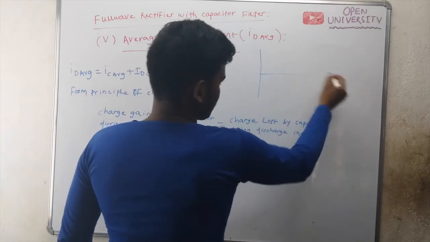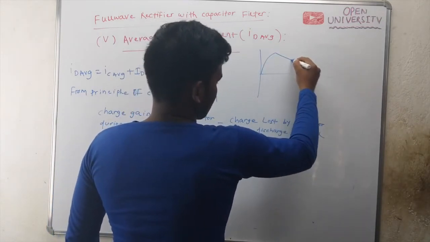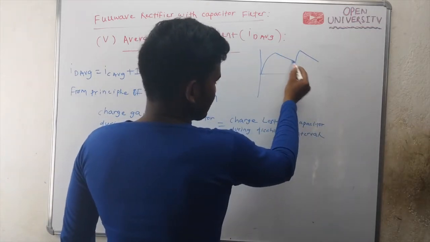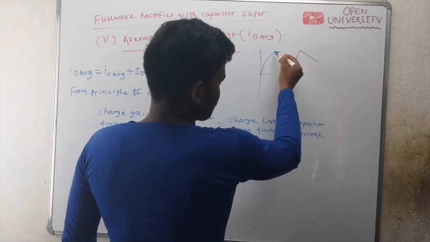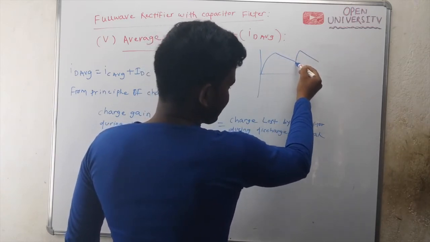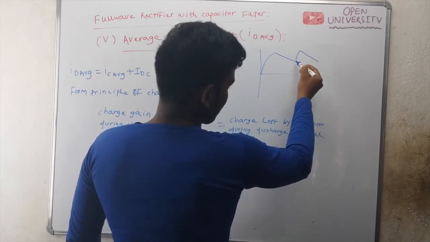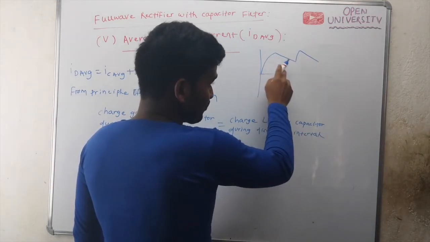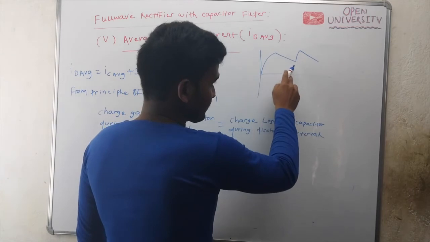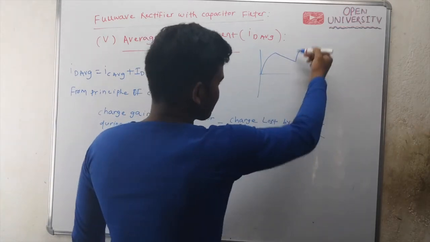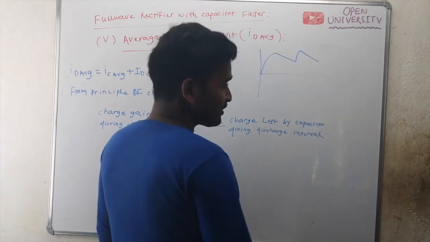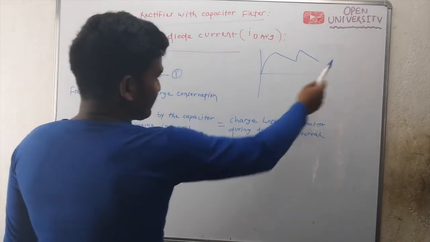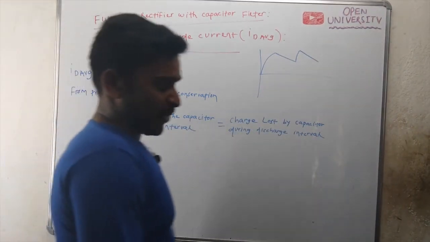See, this is your output waveform. This is your discharge interval and this is your charging interval. In the discharge interval, whatever amount of voltage is reduced, the same amount of voltage will be gained by the capacitor during the charging interval. Whatever voltage is reduced by the capacitor during the discharge interval, that is VR, the same VR will be gained during the charging interval. So the charge gained by the capacitor during the charging interval is the same as the charge lost by the capacitor during the discharge interval.